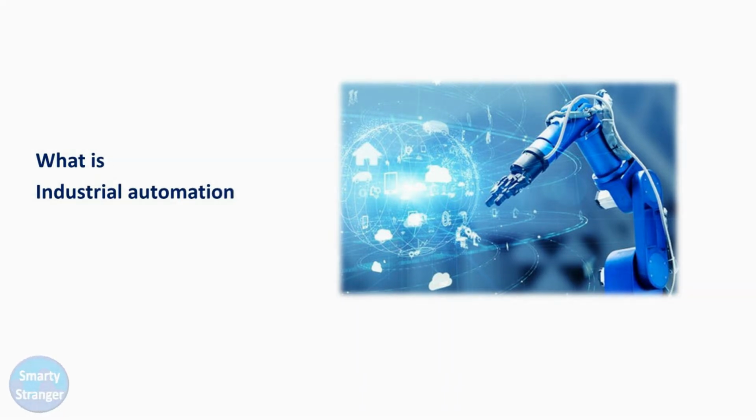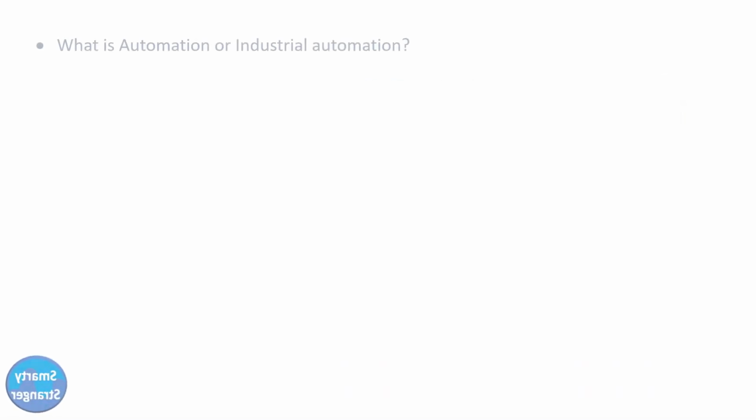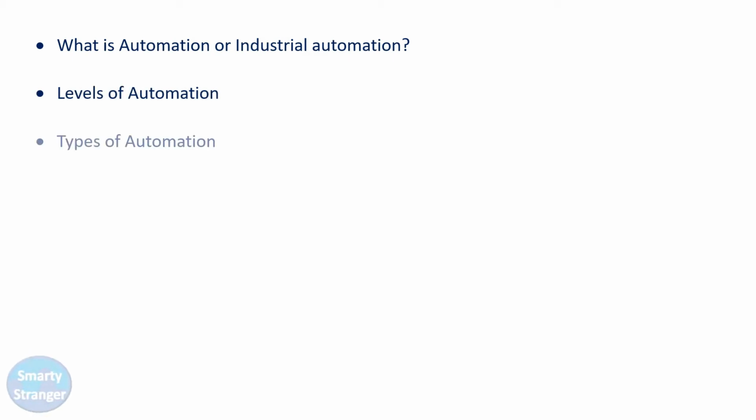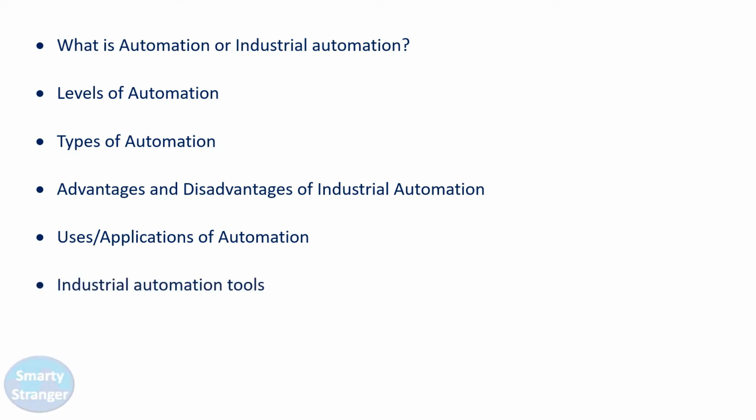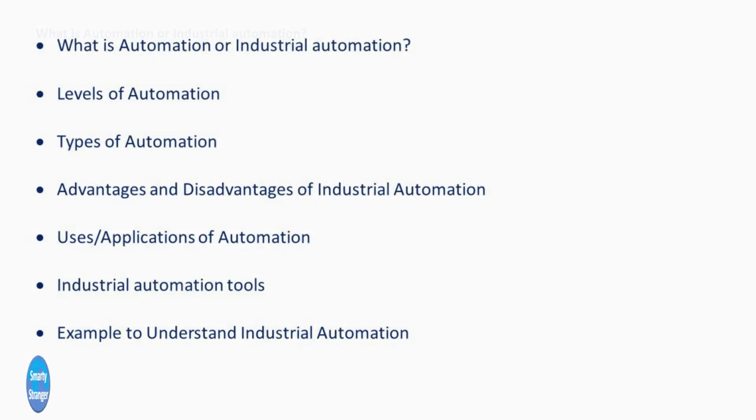In this video, we are going to be looking at what is automation or industrial automation, levels of automation, types of automation, advantages and disadvantages of industrial automation, uses/applications of automation, industrial automation tools. Example to understand industrial automation.